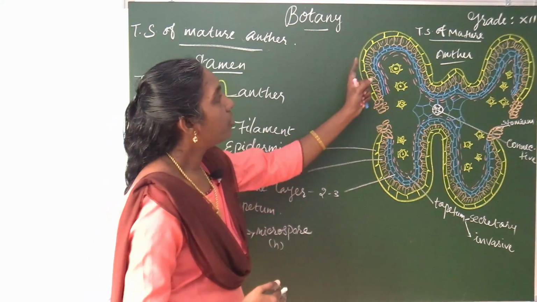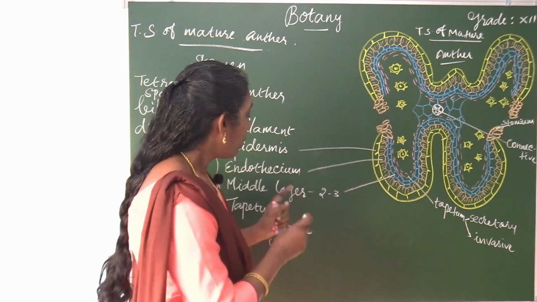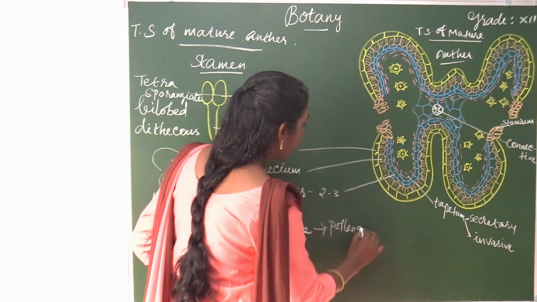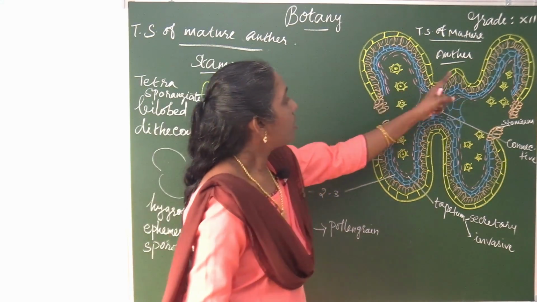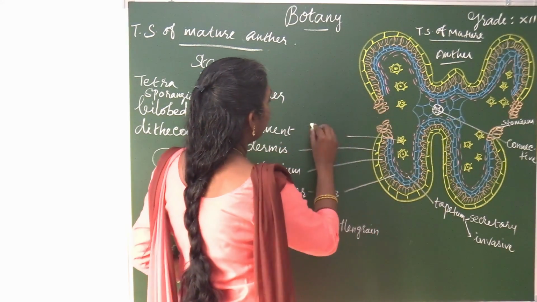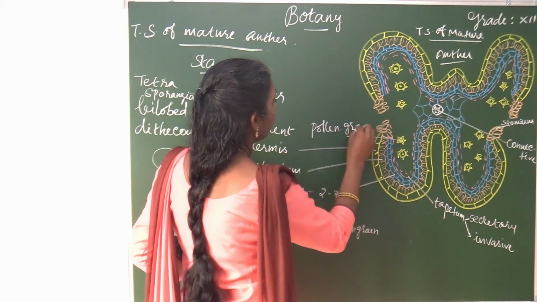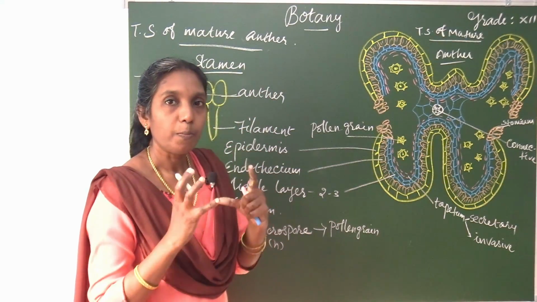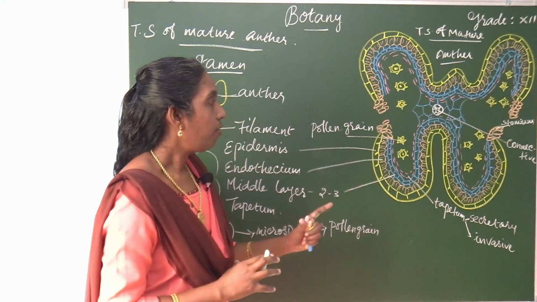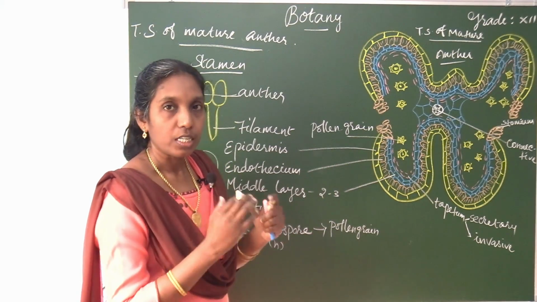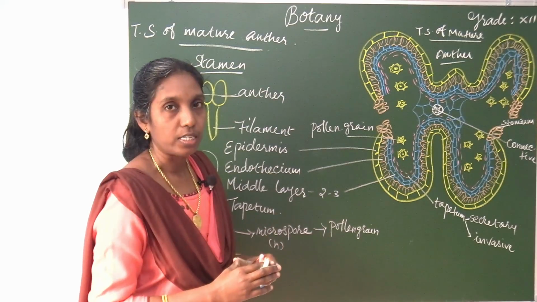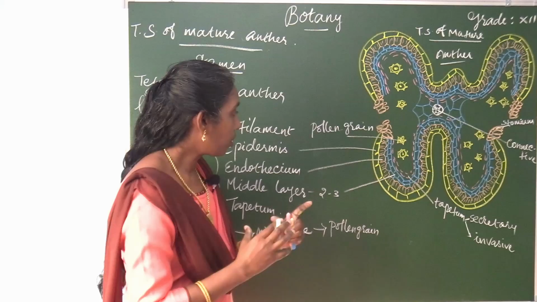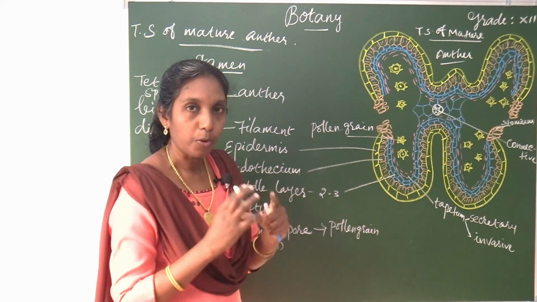Now later in the mature anther, this is the structure of mature anther. Here this microspore is formed as pollen grain. Now these are the pollen grains. When you see the structure of pollen grain, it consists of protoplasm and a nucleus.